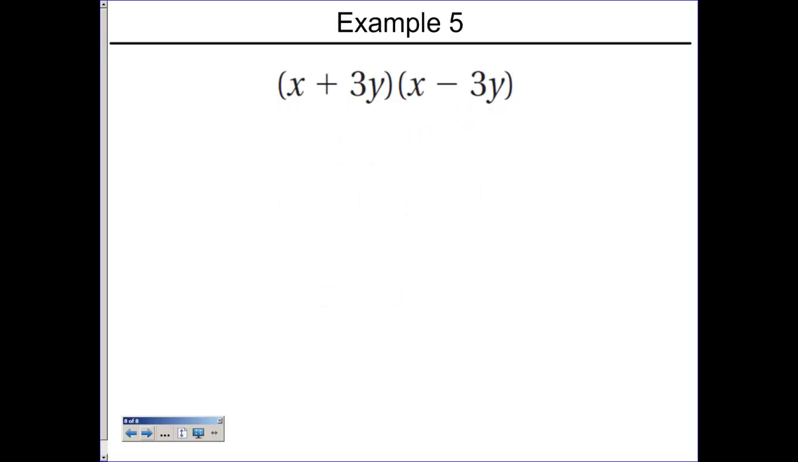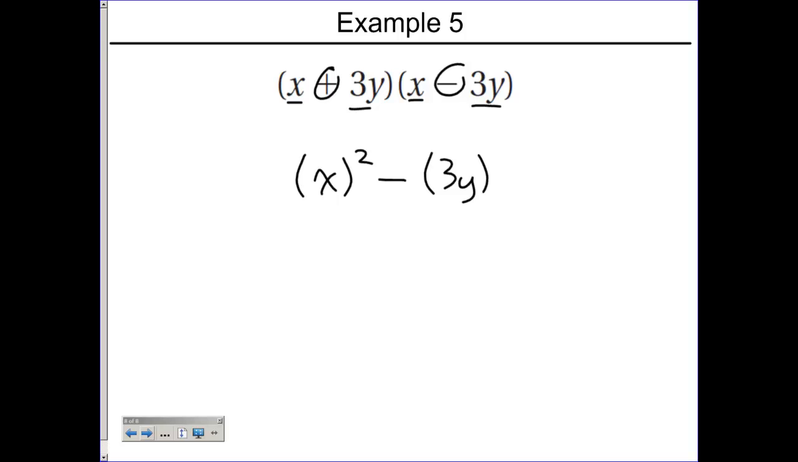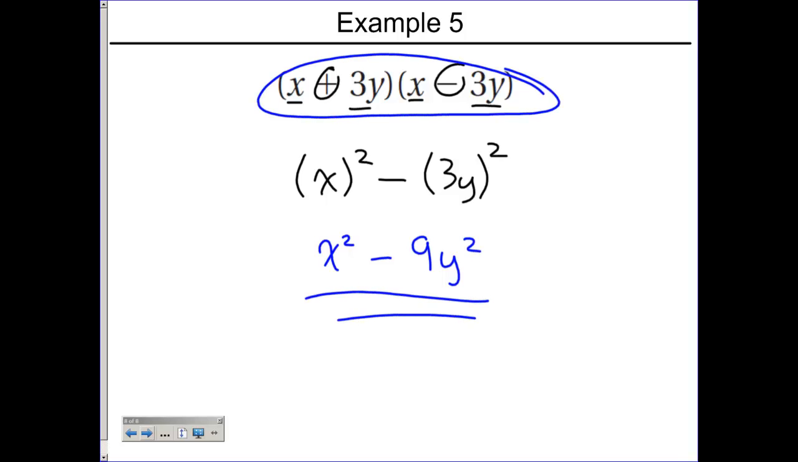An example here. First two are the same, last two are the same, the signs in the middle are different, so all we got to do is take the first term, square it, minus the second term, square it, and x to the second power is just going to give you x squared, minus 3y to the second power is going to give you 9y squared, and that's your answer from multiplying these two binomials together.